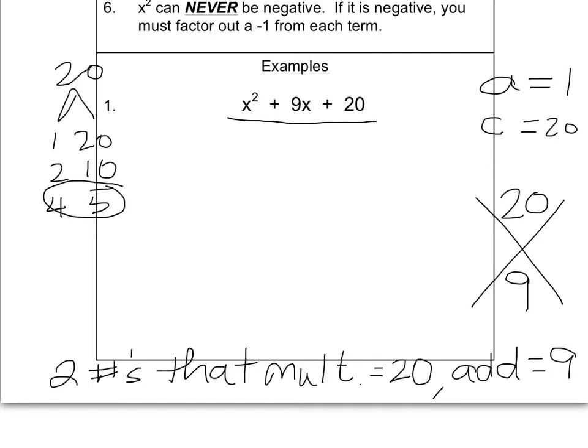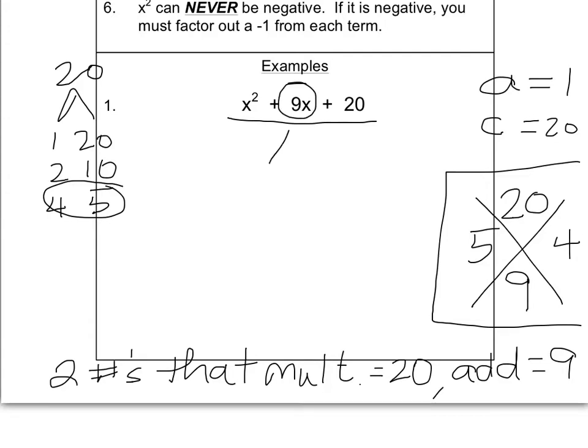Okay. So now that I've found those factors, put a 5 here and a 4 here. Okay. So this is what we're looking to do quite a bit here. Now, once I've found those factors, I'm going to take the middle term and replace it with those two factors. And it doesn't matter what order those two factors are in.